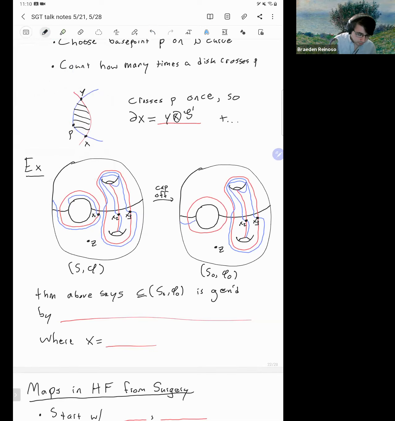And now your contact class associated to your capped off open book is this x1, x2, x3, where you're again replacing your x1 by the natural intersection point all the way to the left. And the last thing we need to do is just specify where our base point is. And what we'll do is we'll just take a base point on that curve that we added in to cap off our open book. So this is going to define the twisted coefficient system that we're using.